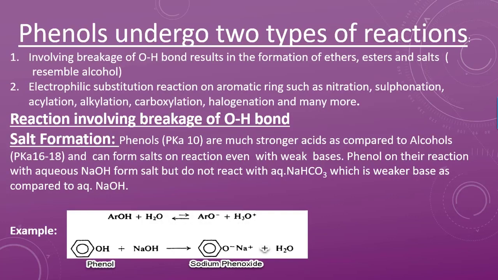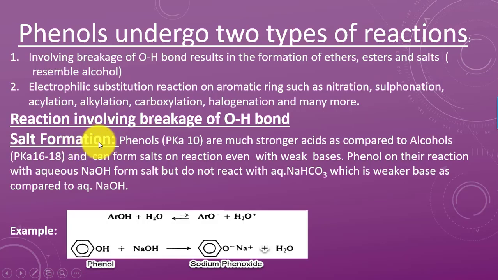It is mentioned here that phenols undergo two types of reaction. Those involving breakage of the O-H bond result in the formation of ethers, esters, and salts. And phenols undergo electrophilic substitution reactions on the aromatic ring, such as nitration, sulfonation, acylation, alkylation, carboxylation, and halogenation, and many other reactions take place. So one by one, we are going to consider the different types of reactions that phenol undergoes.